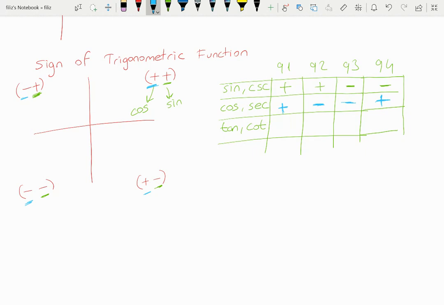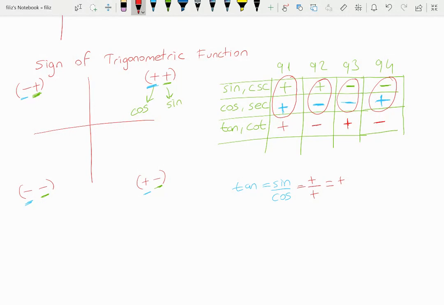How about tangent? Remember, tangent is sine over cosine, right? So from here, if I divide a positive number by a positive number, I will get positive, right? Or here, if I divide them, I will get a negative number. If I divide these, I will get a positive number. And if I divide these, I will get negative numbers. Okay.